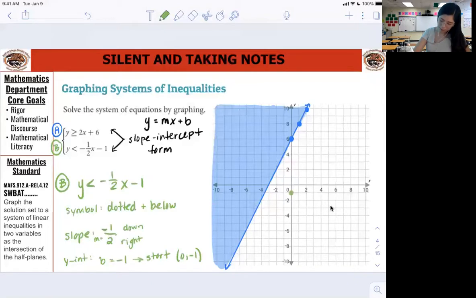I'm ready to graph. Here we go. 0, comma, -1 is where I begin. Then I'm going down 1 and 2 to the right. So down 1, 2 to the right, down 1, 2 to the right. And I can actually do it as many times as I want just to get a nice even graph. Okay, now in this case, it's going to be a dotted line. So when I connect it, I'm just going to make it into a bunch of little dots or dashes.